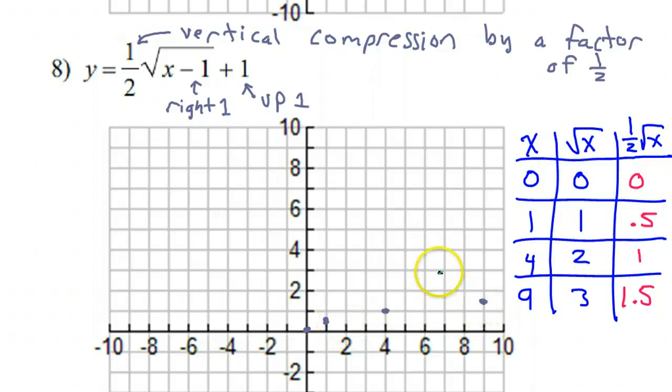Do not connect those dots. It's just a skeleton. So now we will take that skeleton and shift those 4 points right 1 and up 1. If I do that to each one of these, right 1 and up 1, that point will be here. Right 1, up 1. Right 1, up 1. So this will be the final answer.